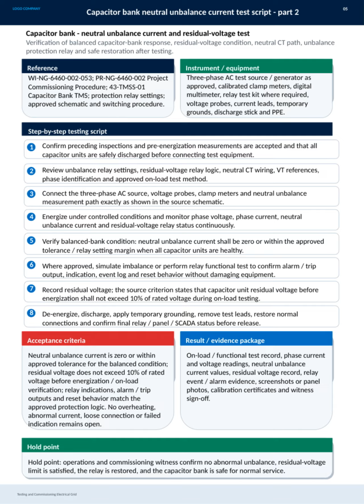The acceptance criteria demand that neutral unbalance current stays within approved limits, residual voltage is within safe bounds, and the relay behavior matches approved protection logic with no issues like overheating or loose connections. The results package will include all test records, readings, relay event evidence, calibration certificates, and witness sign-off. Finally, the hold point requires operations and commissioning witnesses to confirm no abnormal unbalance exists, residual voltage limits are met, the relay is restored, and the capacitor bank is safe for normal service. This comprehensive approach ensures the capacitor bank operates reliably and safely within the grid.